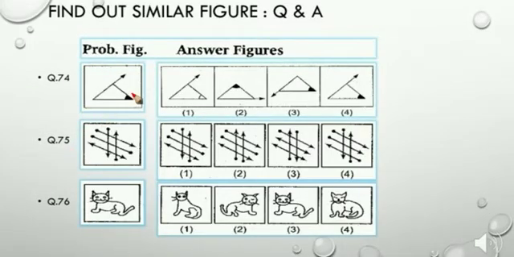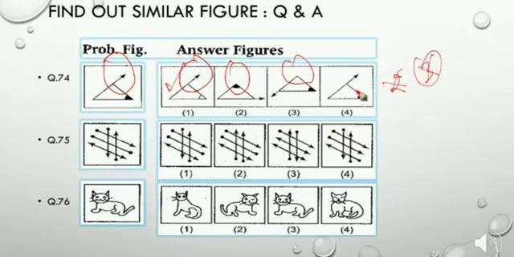Let's go to question number 74. We need to find which of the answer figures is exactly similar to the given problem figure. Let's check for this portion. This portion is, yes, available in option 1. Is it available in option 2? No, it is not there, it is missing. So option 2 is cancelled out. Option 3, it's missing because this arrow is missing. Option 3 is also ruled out. Option 4, yes, it is available. So the answer is either option 1 or option 4.